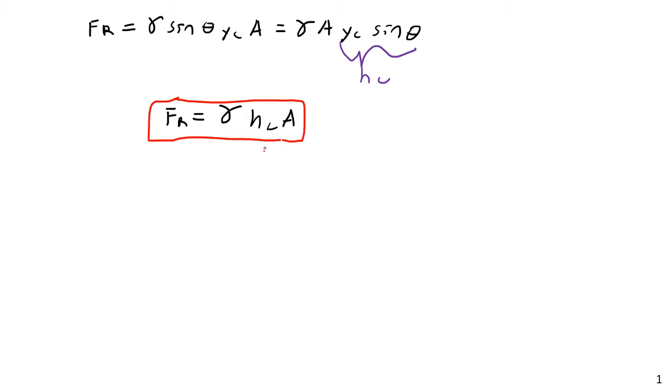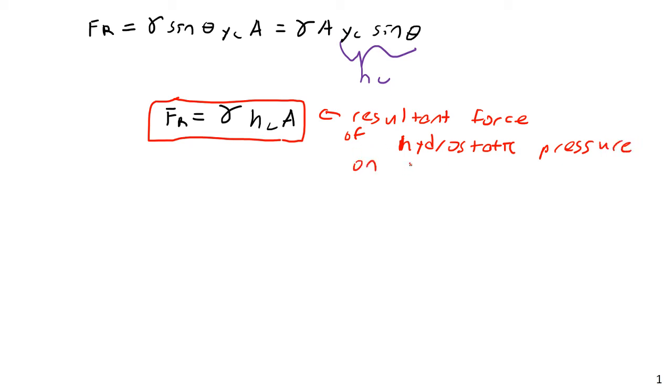Notice, this is not dependent on theta. It doesn't actually matter what the theta is. All you need to do is find the area of the shape and the depth of its centroid, and you can find the equivalent force on this thing. So again, this is the resultant force of a pressure distribution of hydrostatic pressure on a flat surface.